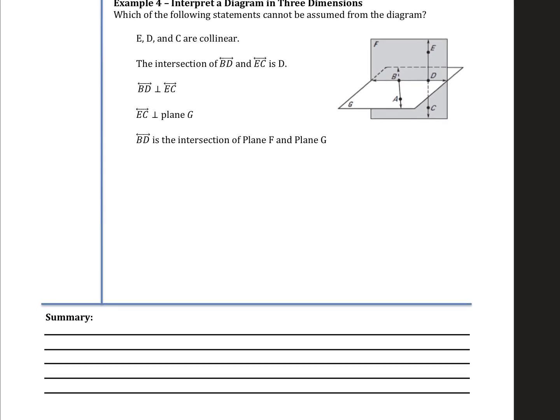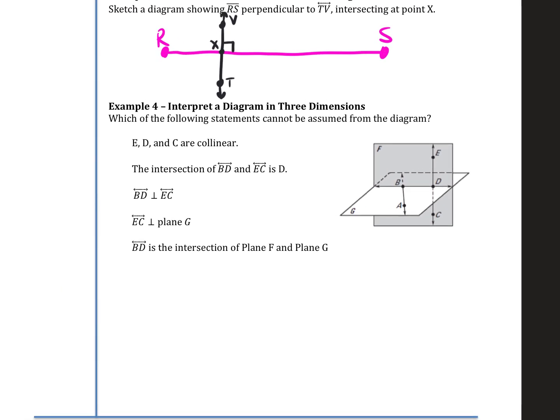Okay, last thing, we're interpreting a diagram in 3 dimensions. Why don't you guys pause the video and see if you can figure out if these statements are, we can assume it or we cannot. Okay, go ahead and pause the video. All right, E, D, and C are collinear. Can we assume that those 3 points are on the same line? We can, because they literally are on that line right there. Good. The intersection of line BD and line EC is D. Is that where they cross, those 2 lines? We can assume that. That works.